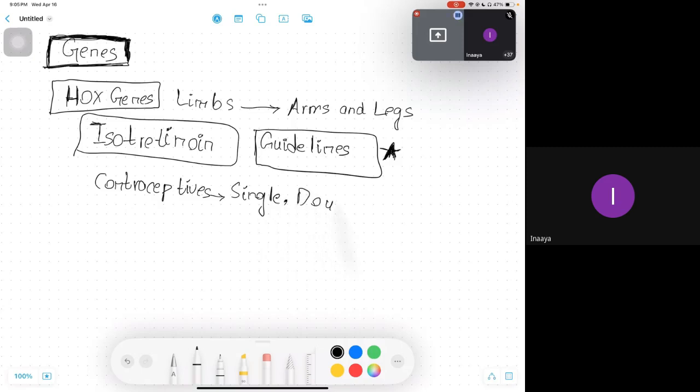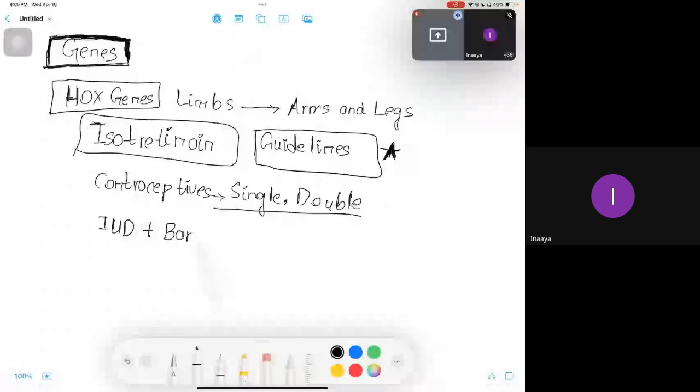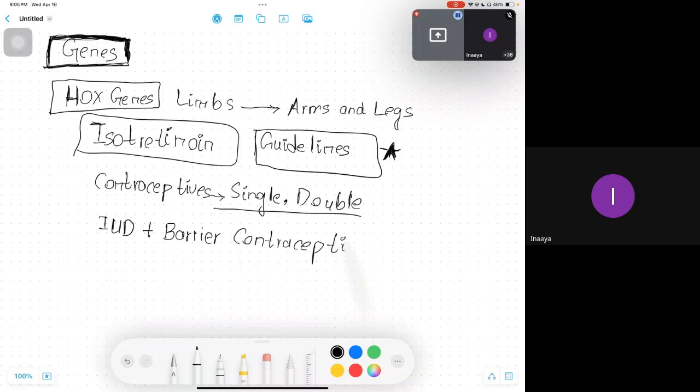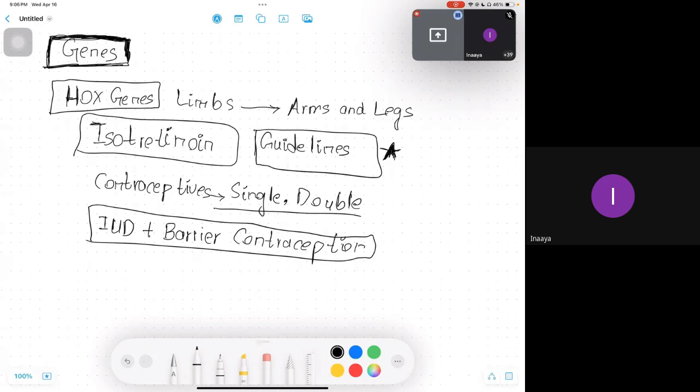So if you are using a pill or an IUD, you have to add barrier contraception as well. Barrier contraception means some kind of spermicide, condom, or vaginal cap. So whenever you use isotretinoin, you have to use double contraception, which is barrier plus pill or barrier plus IUD contraception.